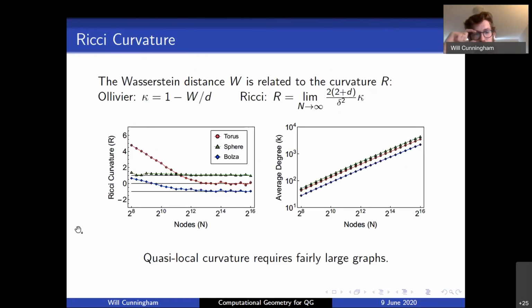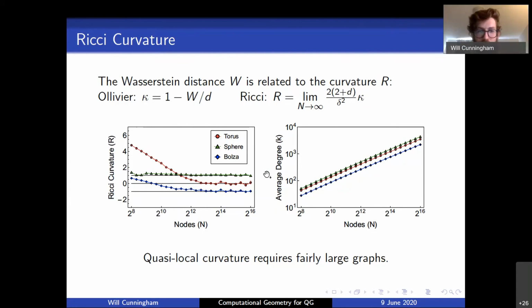So just to give you a picture of what this looks like, once you have this Wasserstein distance, you can calculate the curvature, first looking at the Ollivier curvature, which... Yes, it works. Okay, I think maybe my headphones just died.